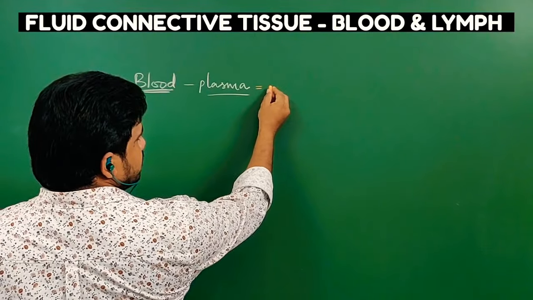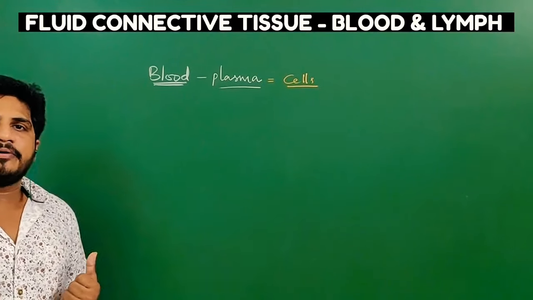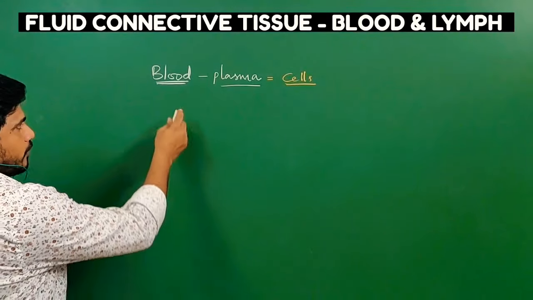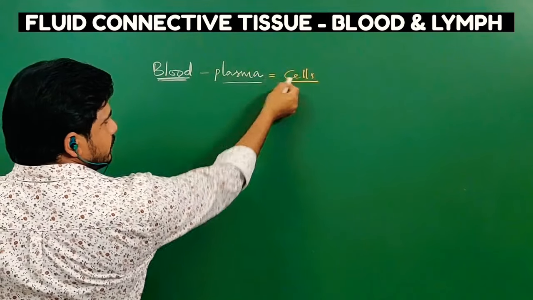Blood minus plasma is equal to cells. I already told you, in this type of connective tissue there are no fibers present. So directly you can go through the formula. Blood minus plasma is equal to cells. Blood minus cells is equal to plasma.